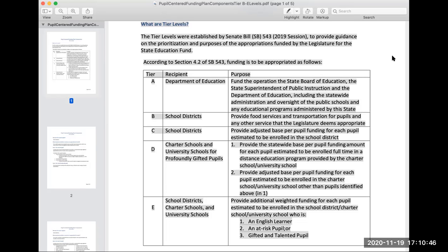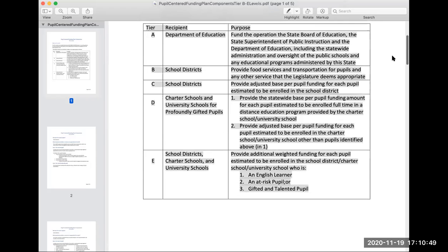A. Department of Education: fund the operation of the State Board of Education, the State Superintendent of Public Instruction, and the Department of Education, including the statewide administration and oversight of the public schools and any educational programs administered by the state, charter schools, and university schools for profoundly gifted pupils. 1. Provide the statewide base per pupil funding amount for each pupil estimated to be enrolled full-time in a distance education program provided by the charter school or university school. 2. Provide adjusted base per pupil funding for each pupil estimated to be enrolled in the charter school or university school other than pupils identified above.